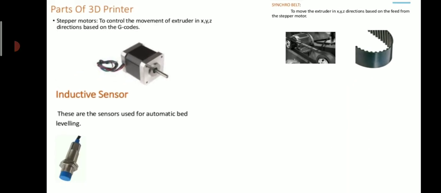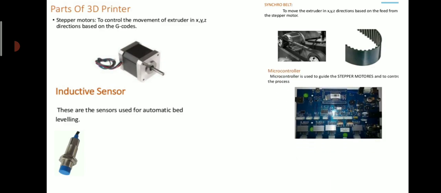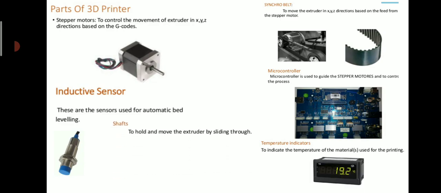And after that, you will see the next part, the microprocessor, used to guide the stepper motor and to control the process. After that, there is a requirement of a temperature indicator, which is used to indicate the temperature of the material used for the printing. Last part is called a shaft, which is used to hold and move the extruder by sliding through. This is a picture of the shaft.